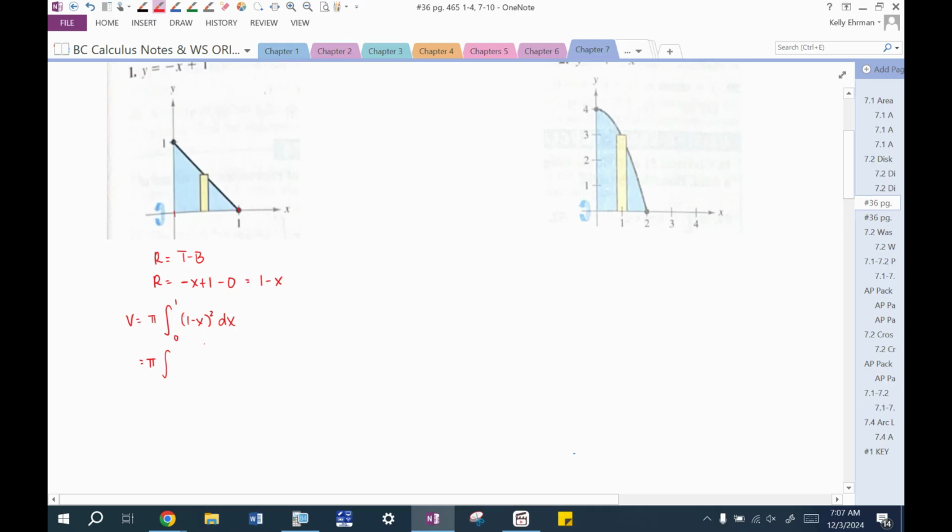So, here I am getting ahead of myself though. I can't just start integrating this. I guess I could with u sub, but I would rather square this out. So this is going to be 1 minus 2x plus x squared. There we go. Now I can integrate. So the integral of 1 is x, minus 2x squared over 2, so minus x squared, plus x cubed over 3, evaluating from 0 to 1.